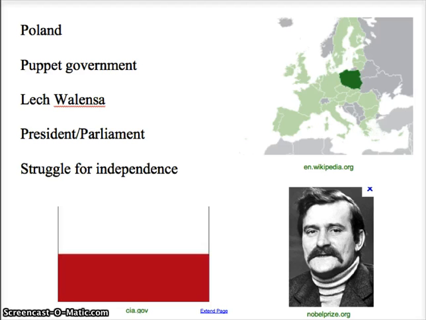Poland, after World War II, they were fully controlled by the Soviets. Now, we mentioned that part of Germany was controlled by Soviets, but all of Poland was a puppet government to the Soviet Union. In 1980, however, there was a labor movement led by this guy, Lech Walesa. Now, Lech Walesa was just a common electrician in the shipyards, and he ended up being the leader of this labor movement.